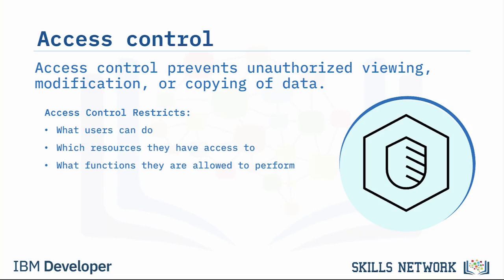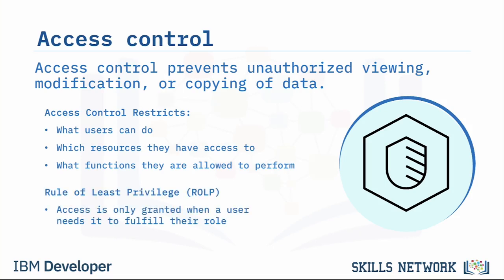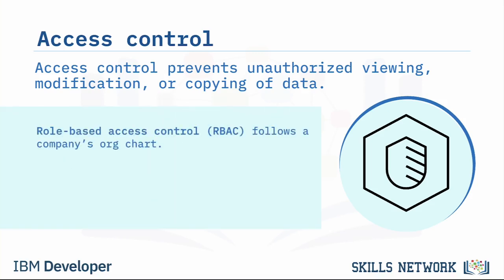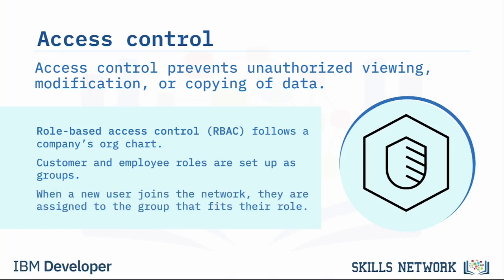Access is granted using the rule of least privilege, where access is only granted to resources that a user needs to fulfill their role. Role-based access control, or RBAC, follows a company's org chart. Different customer and employee roles are set up as groups on a network, and then those groups are granted certain permissions. When a new user joins the network, they are assigned to the group that fits their role. They will have the lowest level of permissions they need to do their job.